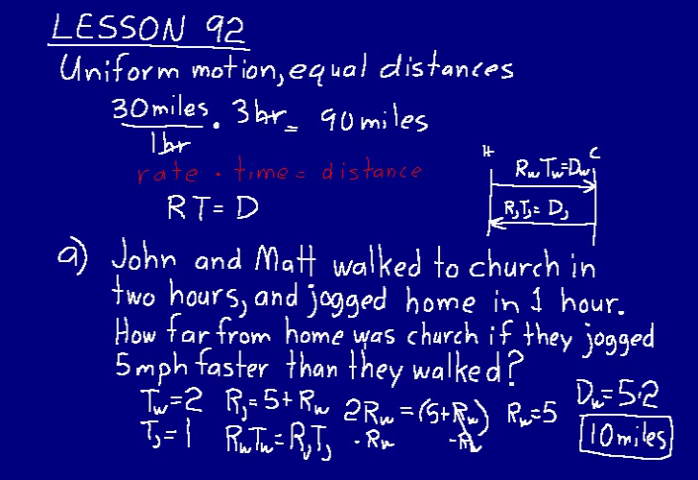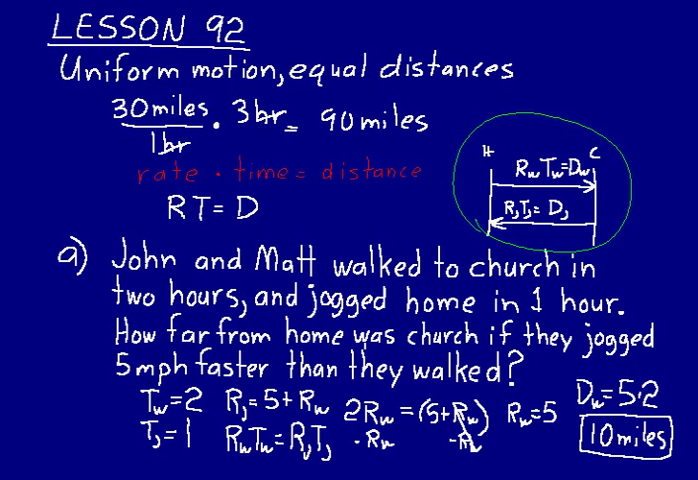It's also how far they jogged, because those distances were equal. And so that's how far home was from church, 10 miles. So this diagram was a really important part of the problem in helping us set up our system of equations and figure out what our 4 equations were.